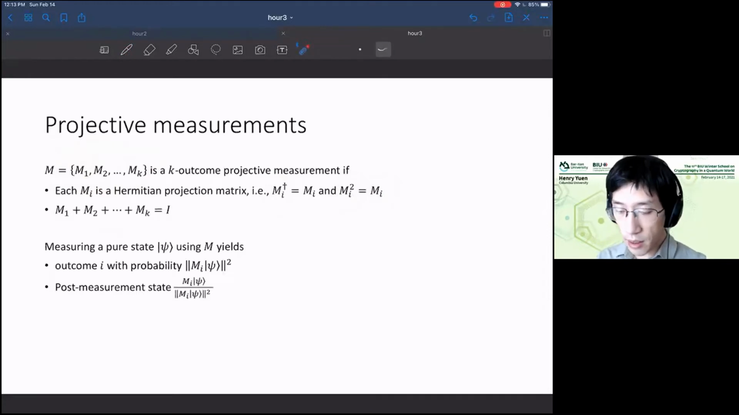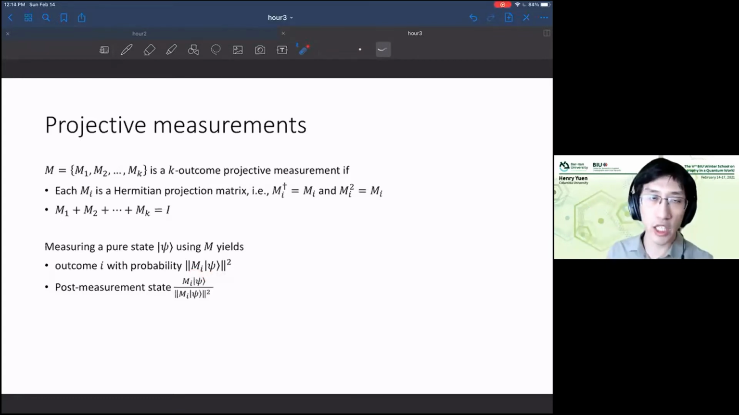Okay. And what's the rule if you have such a projective measurement? What happens when you measure a state, let's say a pure state? Well, you obtain outcome i with probability that is, well, you apply the projection matrix to your vector. You get a projected vector, and then you take the length squared. That's going to be the probability. And then you just renormalize. That's your post-measurement state.